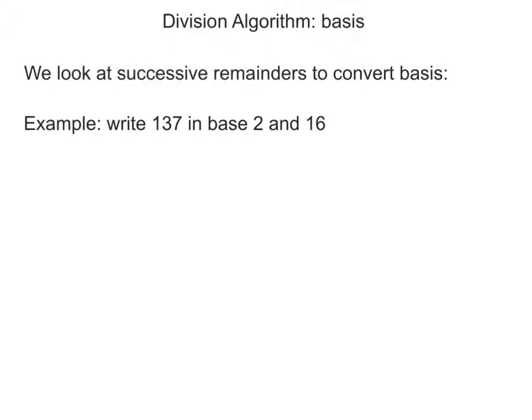So we're going to use our division algorithm to convert bases, and we'll basically use successive remainders to convert bases. For our example, we're going to write 137 in base 2 and then in base 16. Again, we're going to use successive remainders. So we're going to divide 137 by 2, and we'll get 68 with the remainder 1. That's our first remainder. Then we'll divide by 2 again, and we'll get 34. At this point, we have a remainder of 0.